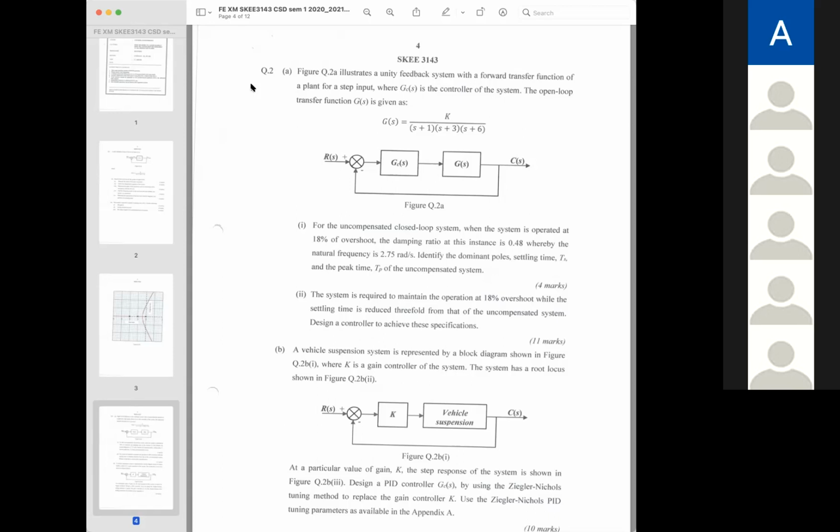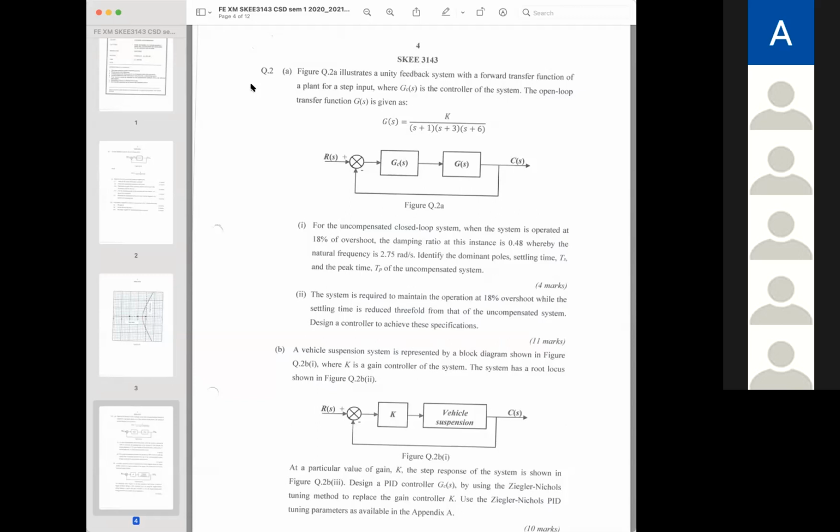So the natural frequency omega n is 2.75. Identify the dominant poles, settling time, and peak time of the uncompensated system. So how are you going to do it? First, find the settling time, the damping ratio, and natural frequency.